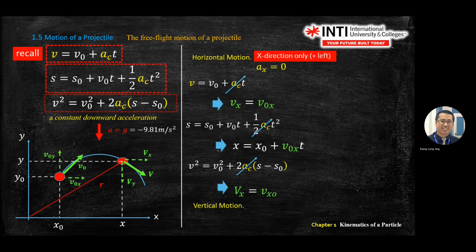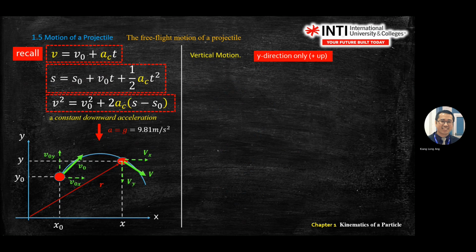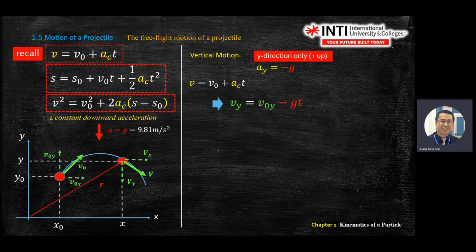Look at vertical. Vertical, go up is positive. What is the acceleration? Minus 9.81, or minus g. So the first equation, to become the projectile equation, you replace AC with g. You will get Vy equal to V initial y minus g t. Make sense? You only focus on the y direction.